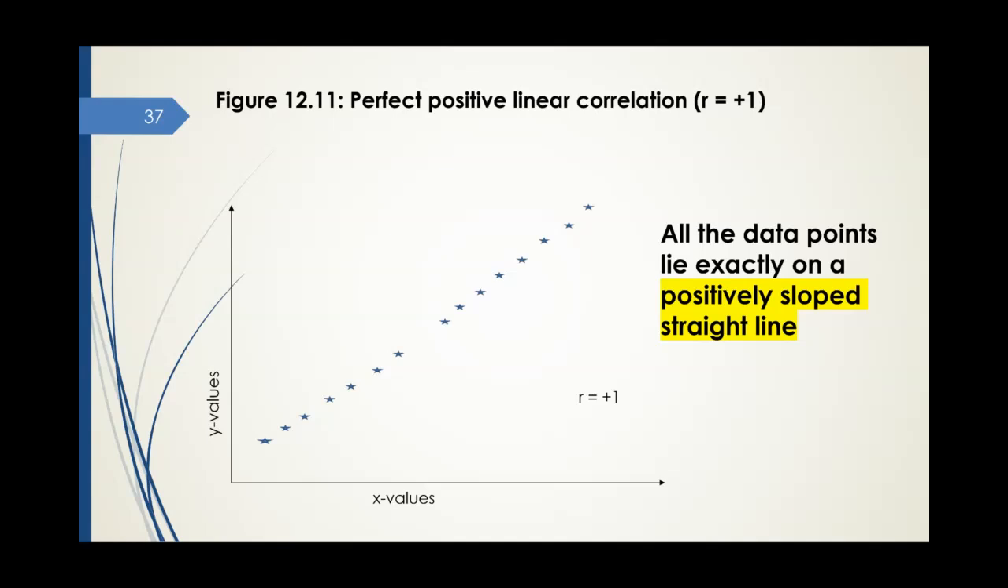Then from 0.3 on either end to 0 is a weak relationship. Therefore, from 0.4 to 0.7, you can call that moderate. Anyway, so here you can see this line? All of the values are falling on the line. Can you see that?